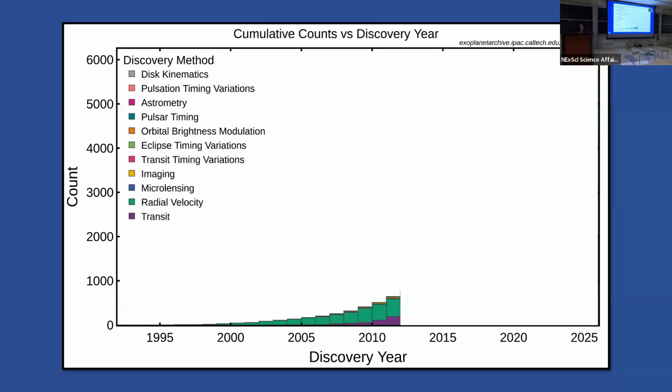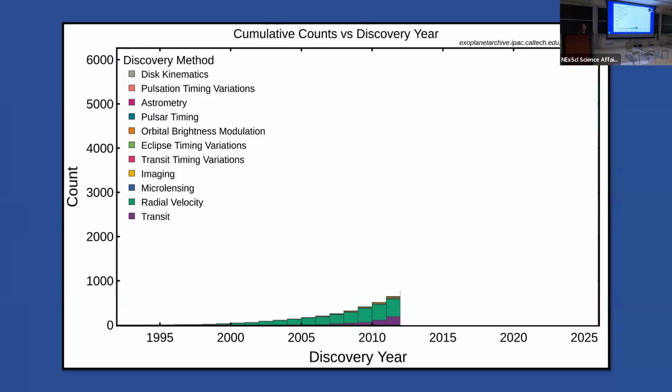Okay, so let's now talk exoplanets. This is cumulative counts of discovered exoplanets per discovery year. This is all public. Just go to the NASA Exoplanet Archive and you can get the updated version of this plot.